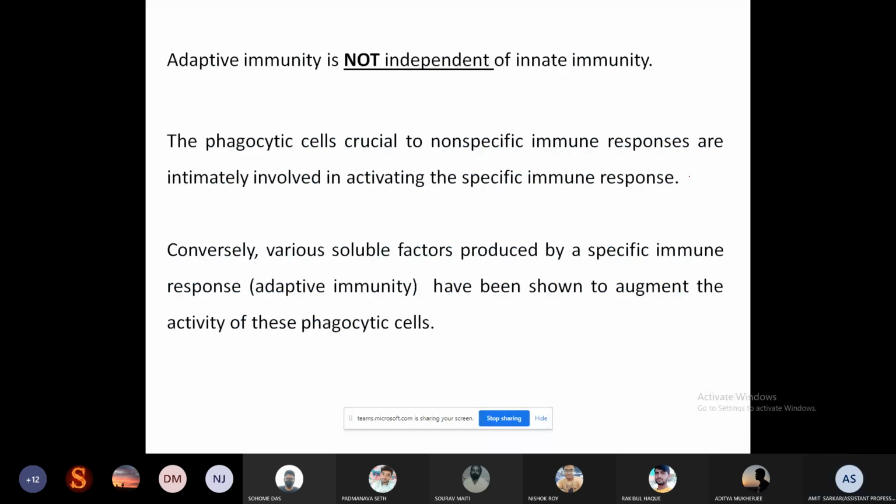Adaptive immunity is, of course, not independent of innate. They work hand in hand, because phagocytic cells work as antigen presenting cells, and on the other hand, adaptive immunity components also help innate immunity in different ways. In our subsequent classes, most of our discussion will be based on adaptive immunity, because so far it was considered much more important in terms of providing us protection. But that is a debatable thing.